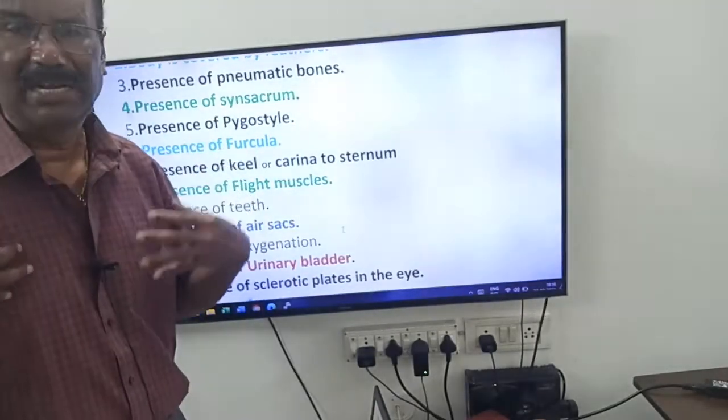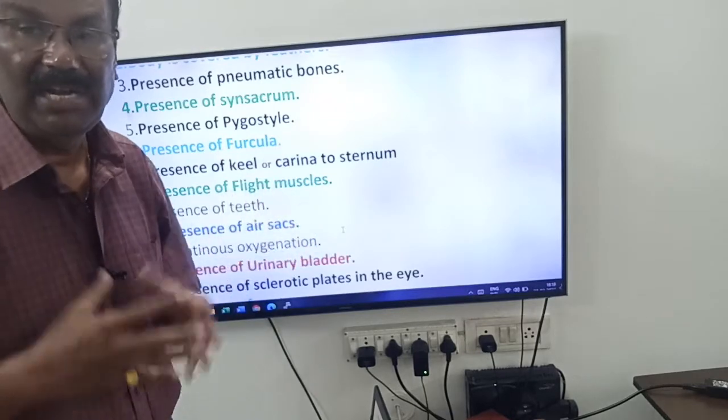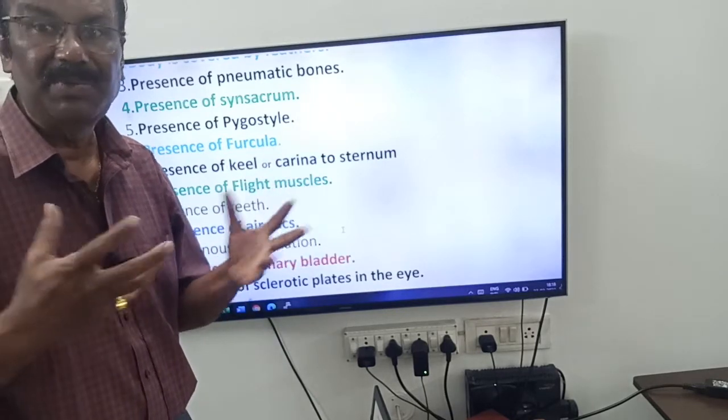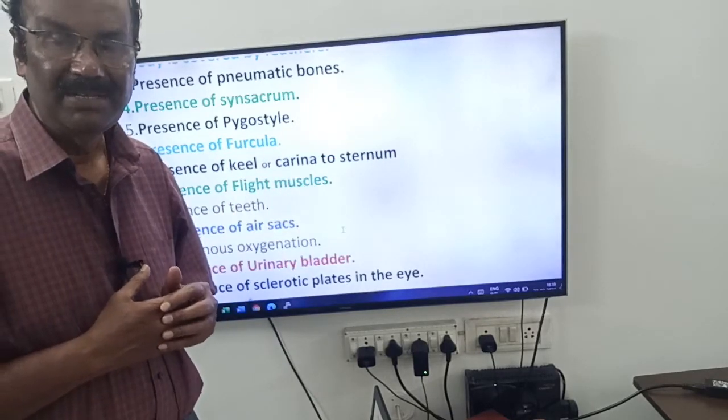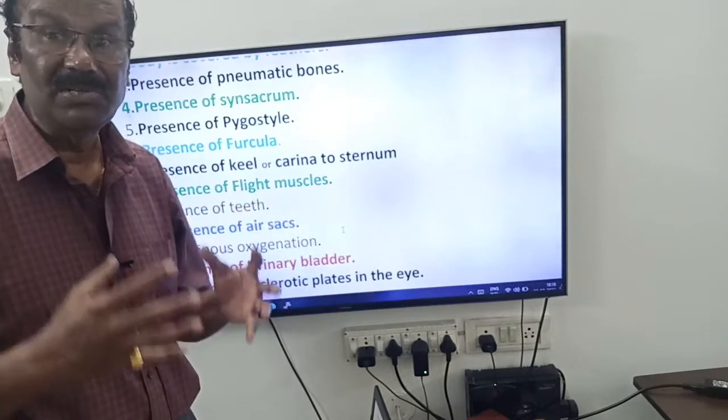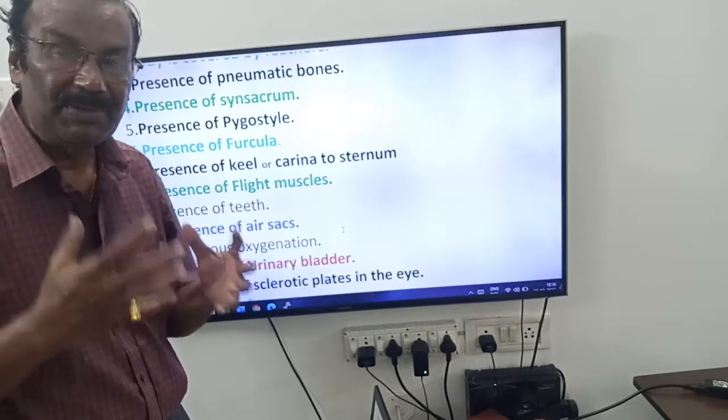Friends, we don't have flight muscles, but flying birds have flight muscles. What are they, friends? Pectoralis major and pectoralis minor, which help in flying. So flying birds have flight muscles which help in flying.